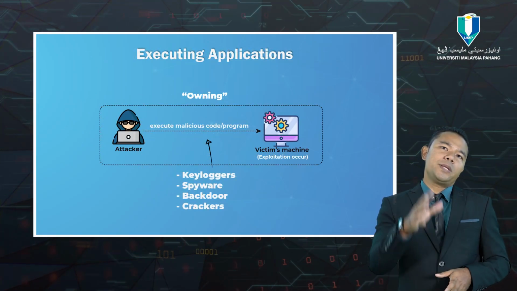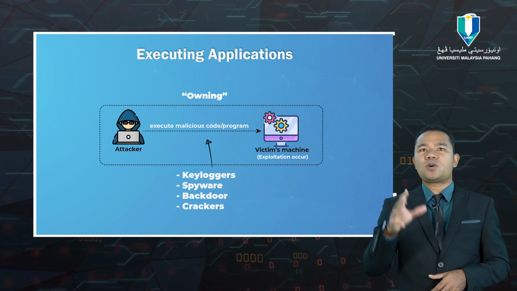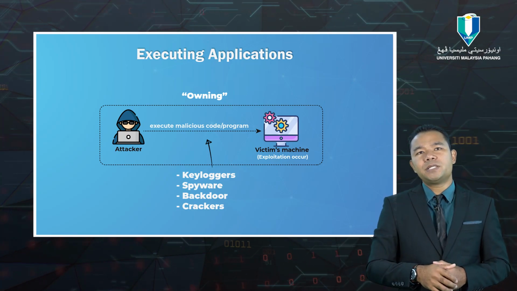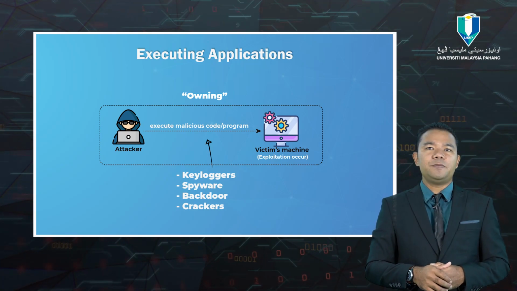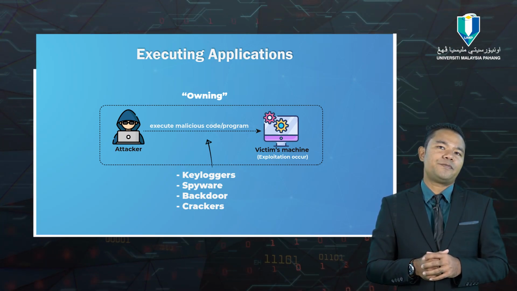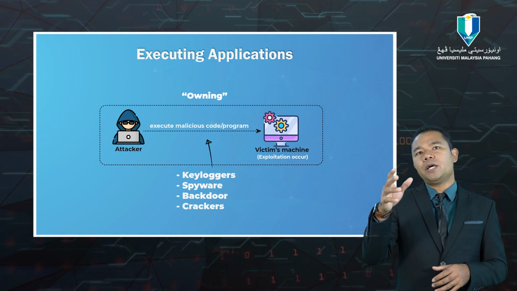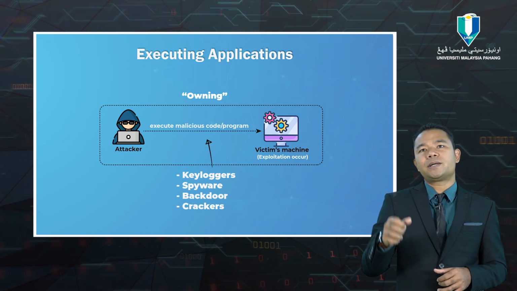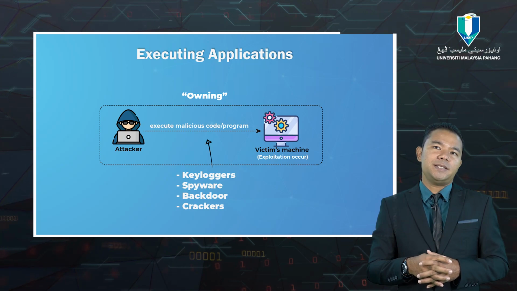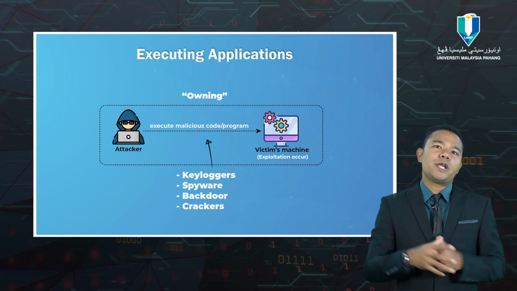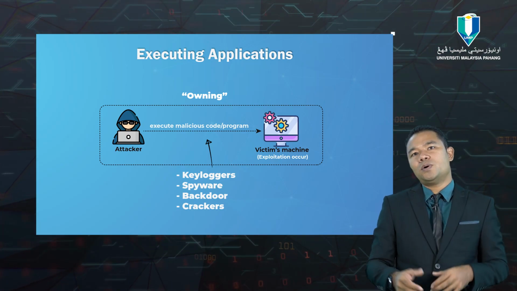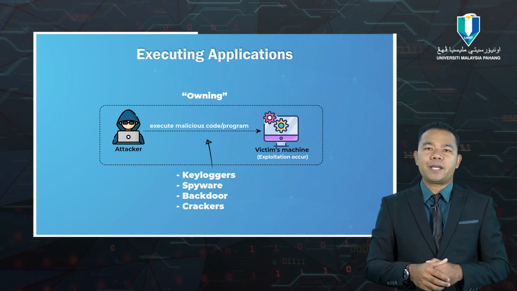Executing applications. When an attacker executes a malicious application, it is called owning the system. The attacker executes malicious programs remotely on a victim machine to gather information that leads to exploitation or loss of privacy. Gain unauthorized access to the system resources and crack the password. Capture screenshots. Install a backdoor to maintain easy access. Malicious programs that execute on the target system include keyloggers, backdoors, spyware, and crackers.